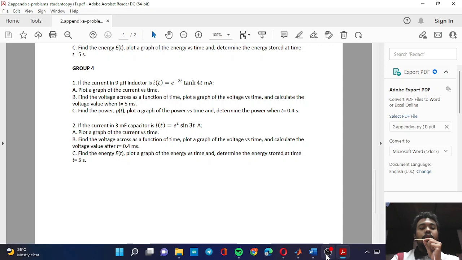Alright, for today I will present a group 4 appendix A problem. For group 4, question 1 gives a 9 micro inductor and the current in the equation of current. For question 1A, we have to plot a graph of current versus time in MATLAB.